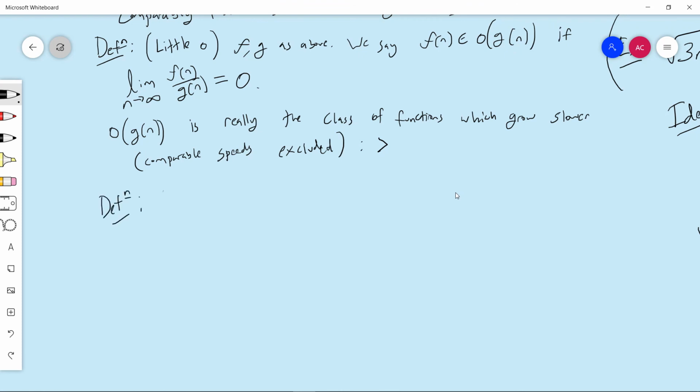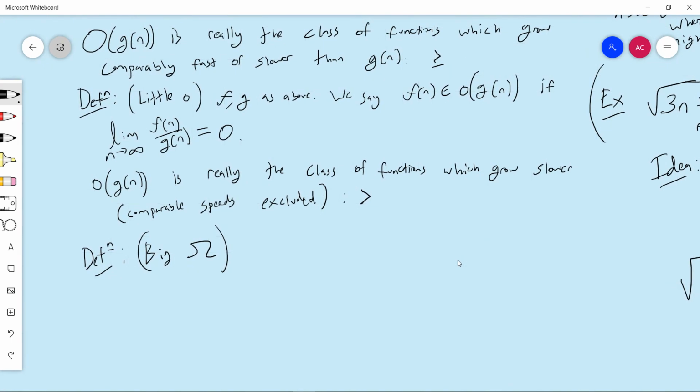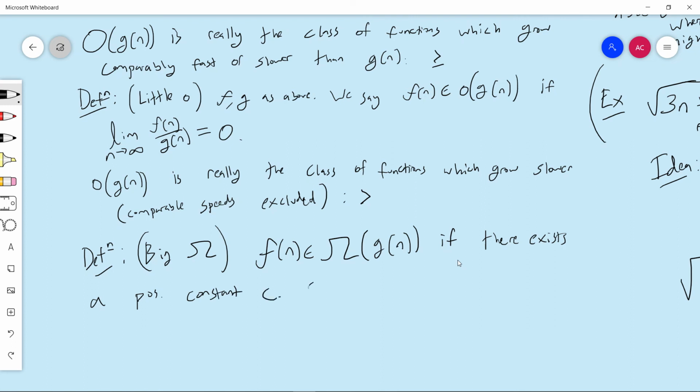I will write that down. Big omega. It's just the same, but for greater than or equal to. So f of n is in big omega of g of n if there exists a positive constant c such that f of n is always greater than or equal to, the other way around, c times g of n.